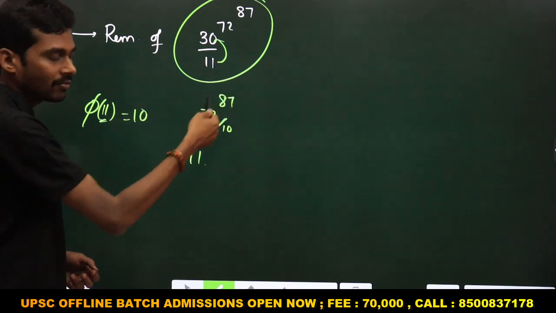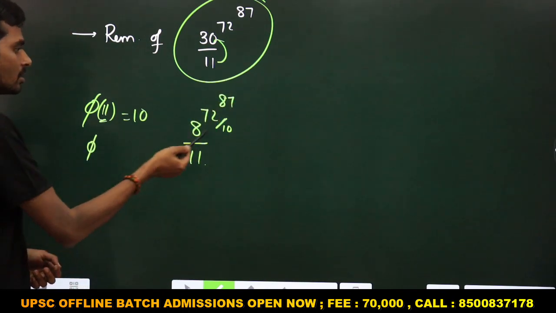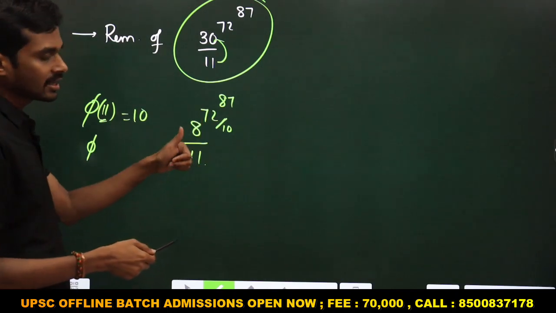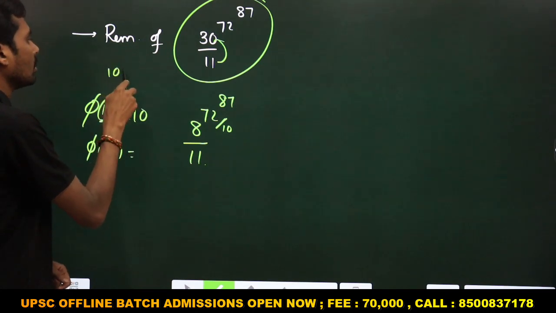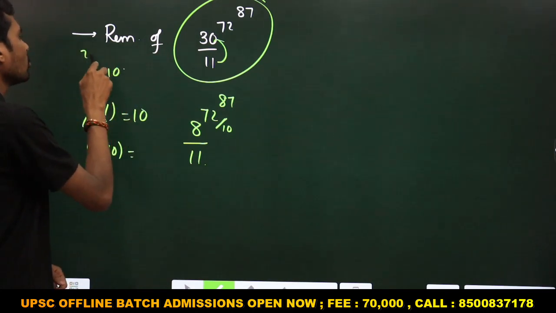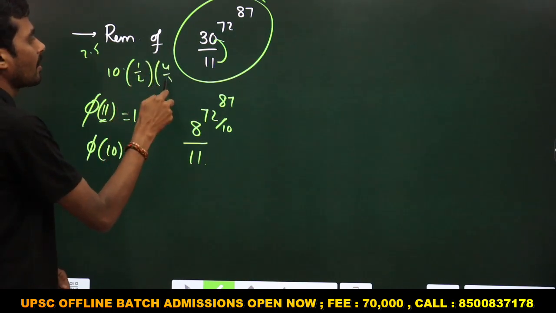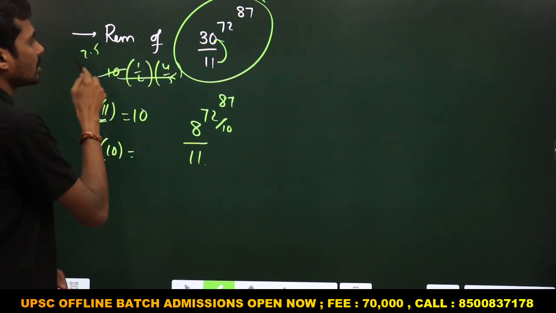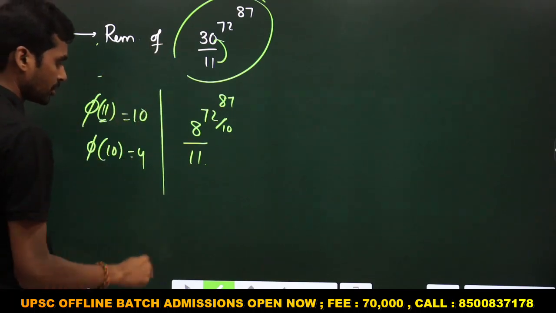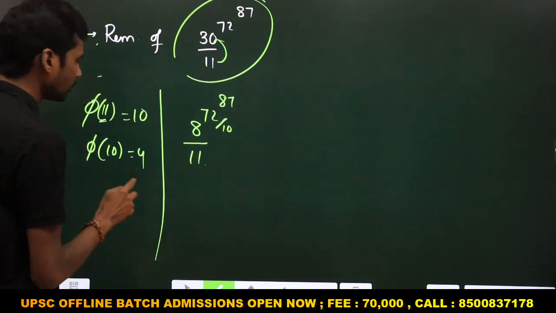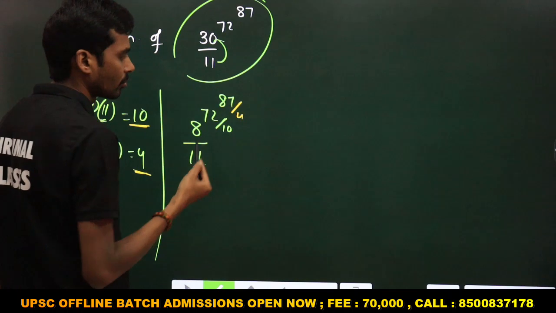Since I have more than one power, if I get the remainder 1, no problem. Otherwise, I have to go for one more totient, phi of 10. You can write 10 as 2 into 5. 1 minus 1 by 2 is 1 by 2, 1 minus 1 by 5 is 4 by 5. 5 2s are 10, 10 gets cancelled. What is the totient we'll get? The totient is 4. Which means I have to divide this number with 4.